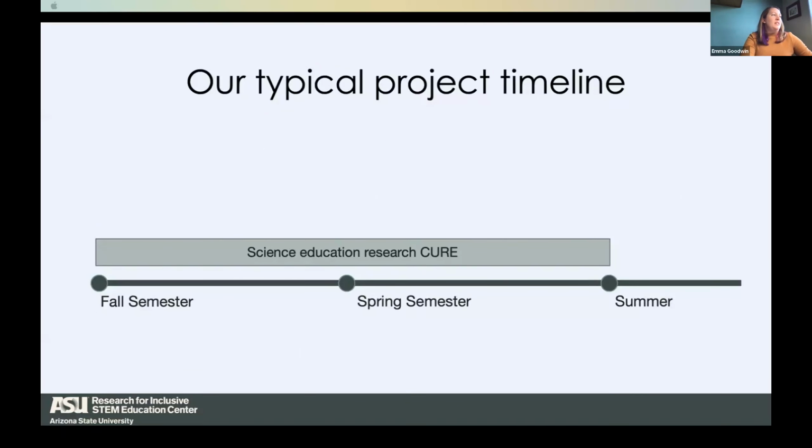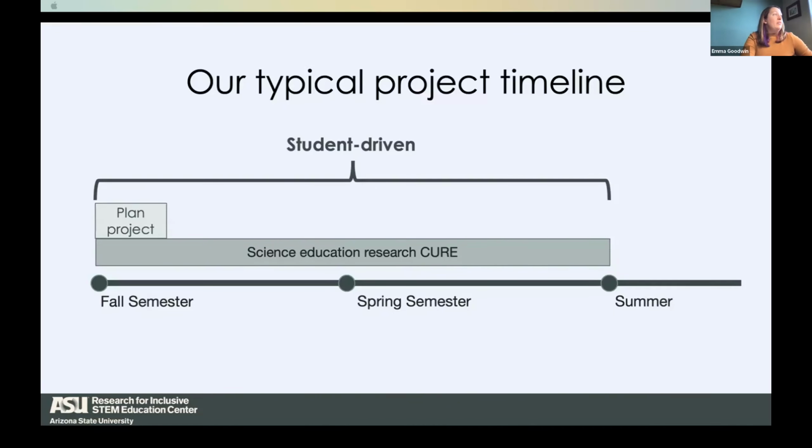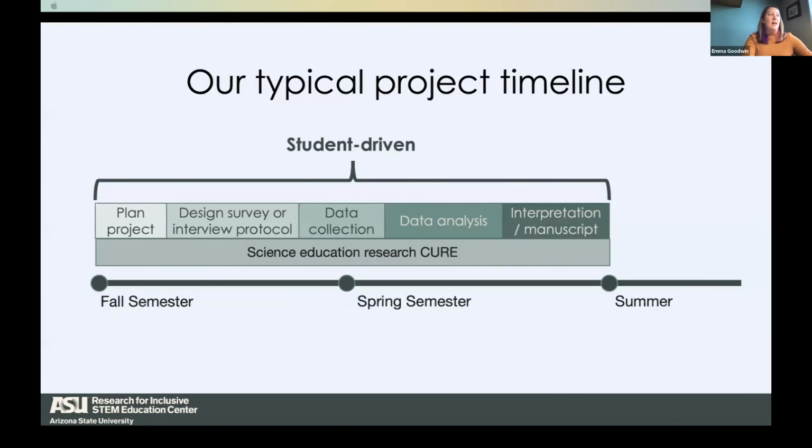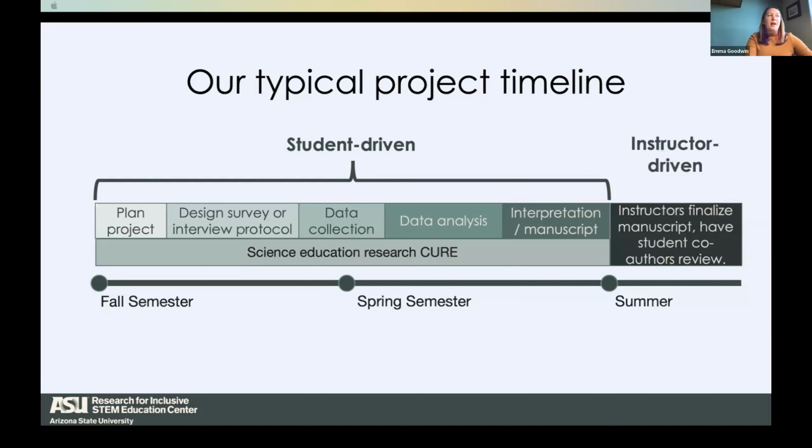So we conduct our science education CURE here over the course of an entire academic year. We have students help us plan the project, design often a survey or interview protocol. Students engage in data collection, data analysis, and hopefully at the end of the year have a chance to start thinking about data interpretation and the actual manuscript. But in terms of actually putting together and writing the manuscript, that's often led by instructors over the summer, ideally, and we have the student co-authors review the manuscript before we submit.